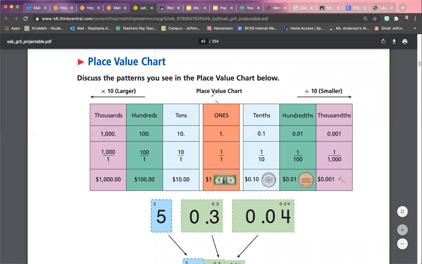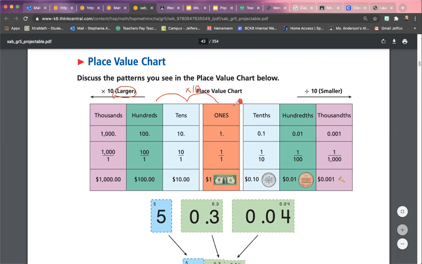Our ones to get to our tens place, we multiply by 10. Tens to 100, we multiply by 10 again, etc. Because our numbers are getting 10 times larger. Well, now what changes with our decimals is every time we're going to the right, it gets 10 times smaller. So basically we're dividing it by 10, we're splitting it.